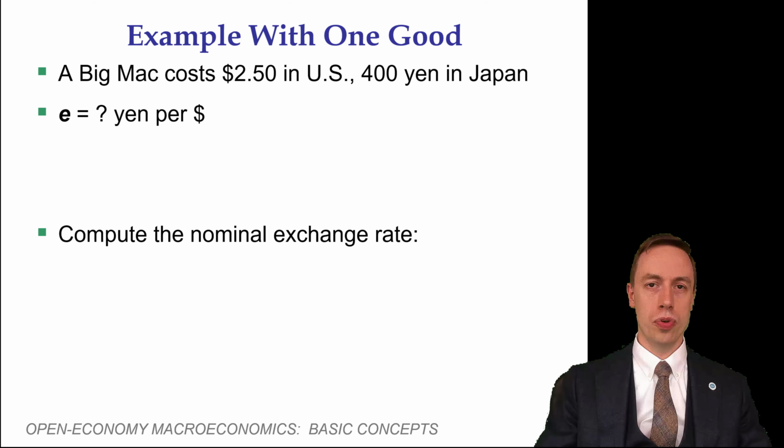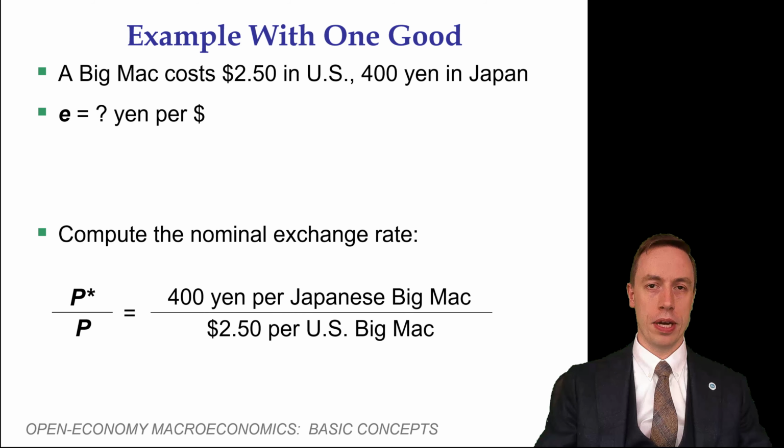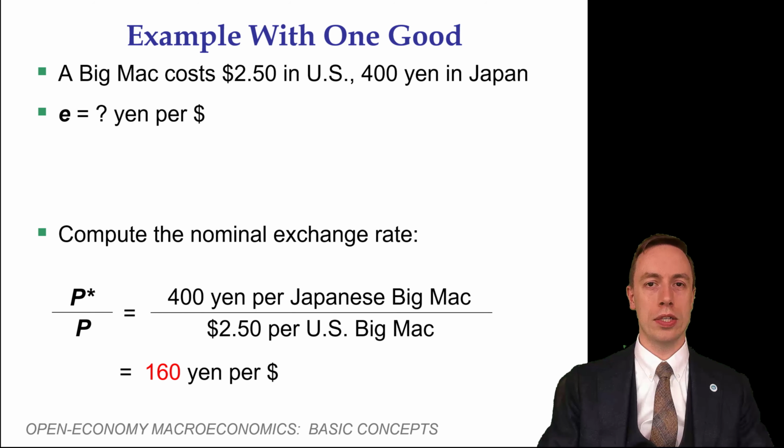This means we are going to divide the foreign price of the Big Mac, 400 yen, by the domestic price of the Big Mac, $2.50. The result is 160 yen per US dollar. This nominal exchange rate would be what the exchange rate should be for purchasing power parity to hold. Again, this isn't true at all points in the real world, but it's a good first guidepost for where an exchange rate might be. And that concludes today's lecture of Open Economy Macroeconomics Basic Concepts.